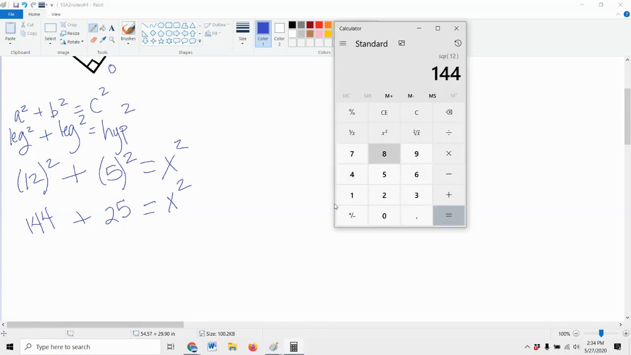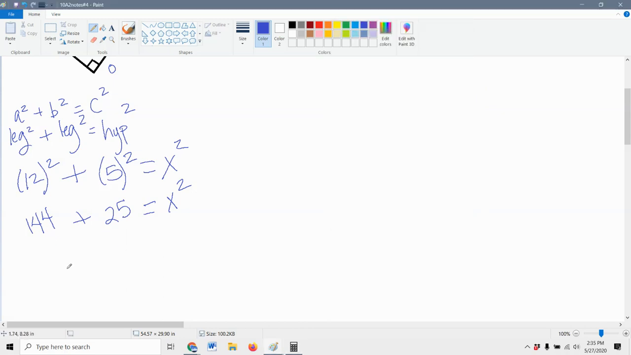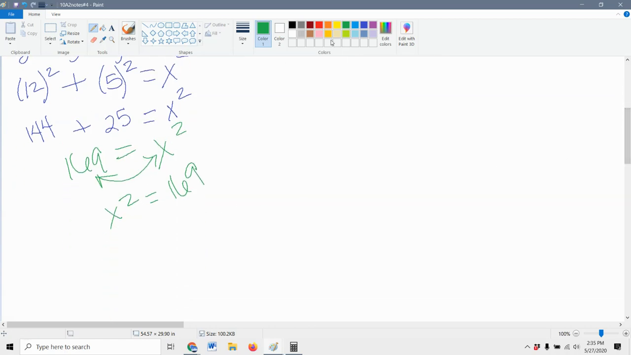Now we're going to add that 144. Again, I'm just showing you guys that it is not a bad thing to go and do the arithmetic on your calculator, right? So when we add these together, we're going to get 169 equals, we're still at x squared. If it helps you guys, you can switch these places. So you have x squared equals 169. You can just do that. It doesn't matter which side is which.